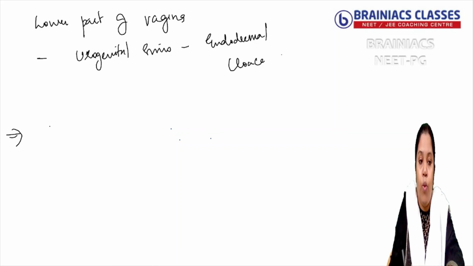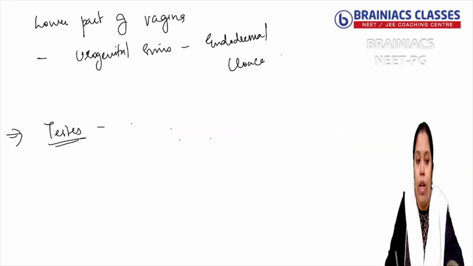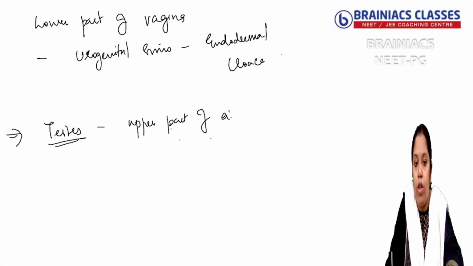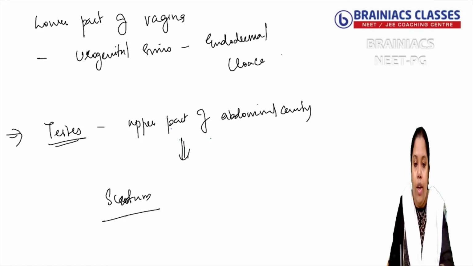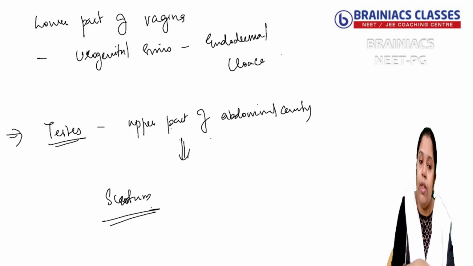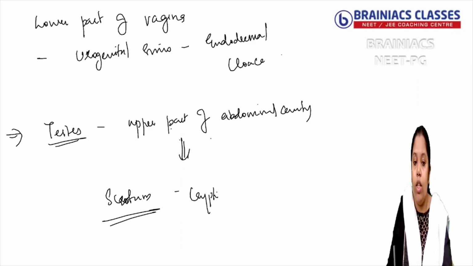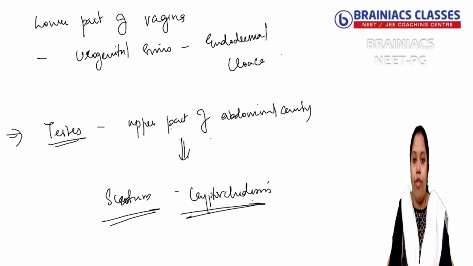Now what happens to the testis? Where are the testes formed? Even though these are formed in the upper part of the abdominal cavity, they will descend down and occupy the scrotum. If the testis fails to descend, that is called failure of the descent of testis.